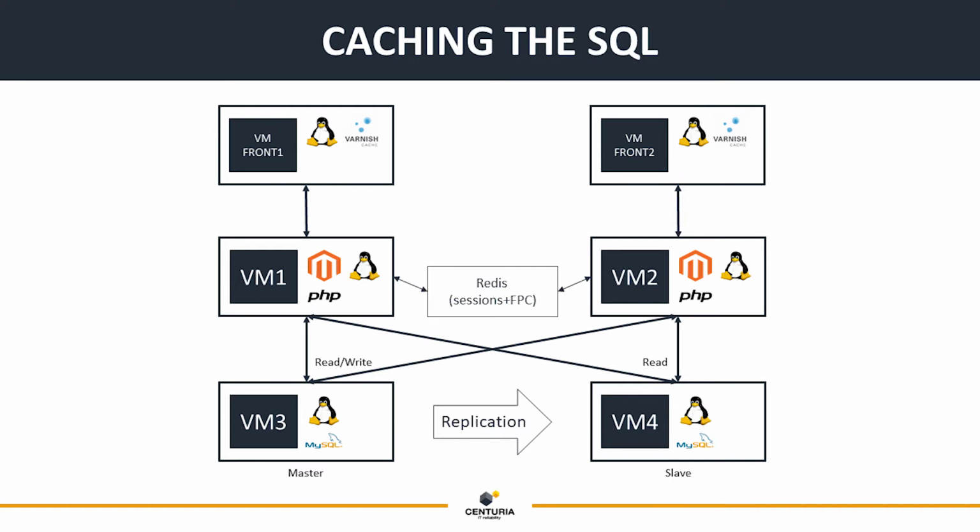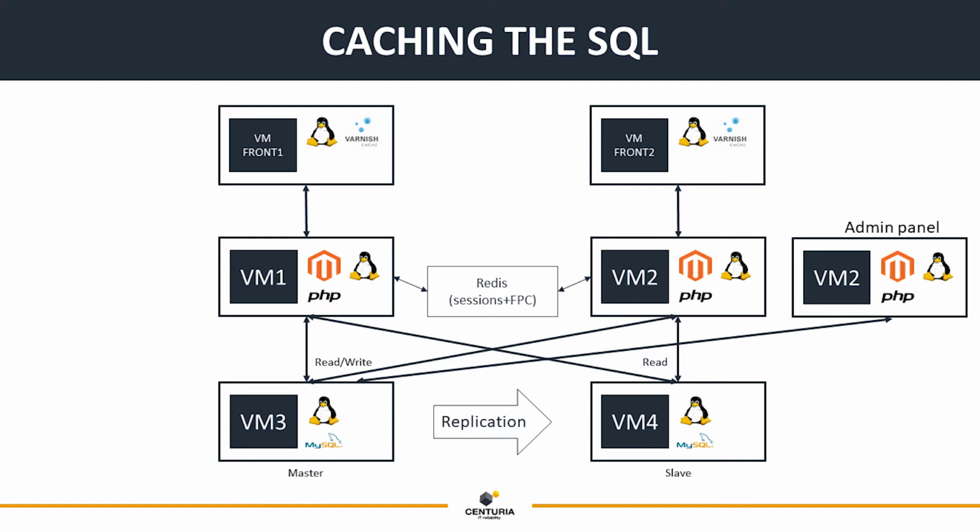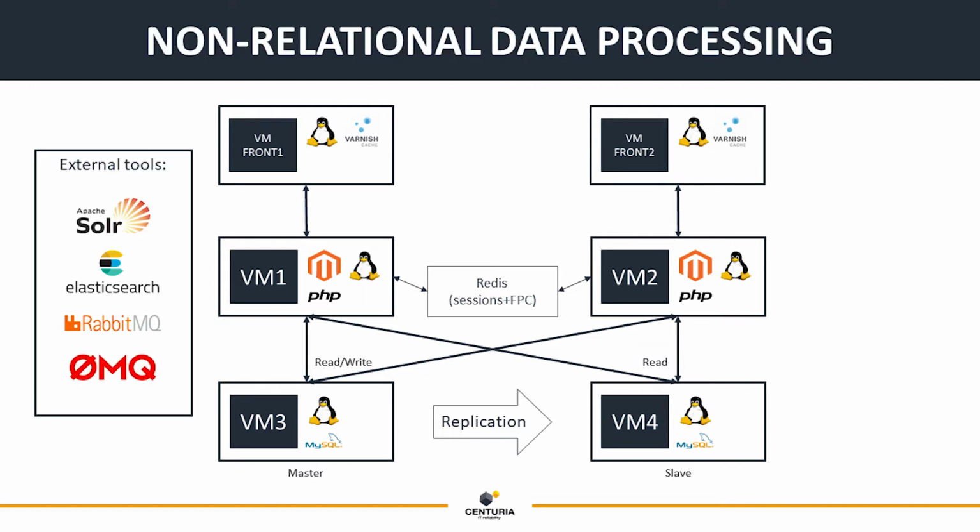We can add full page cache or move the admin panel away from the database in order to remove unnecessary workload from it. We can add external tools like Solr and Elasticsearch, and that will help customers search for things, or RabbitMQ or ZeroMQ to queue the processes that are not really crucial for the user to wait for. They can be done later.